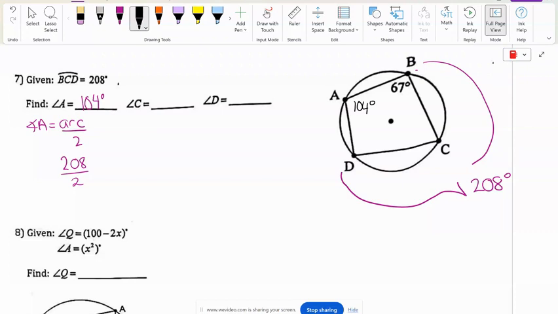All right, now we want to find angle C and angle D. Well, isn't this a quadrilateral? Is this quadrilateral inscribed in the circle? Absolutely. That means the opposite angles are supplements. So that means angle C is going to be 180 minus 104, which is 76 degrees. And angle D is going to be 180 minus 67, which is 113 degrees.